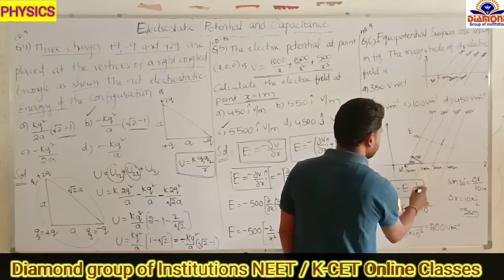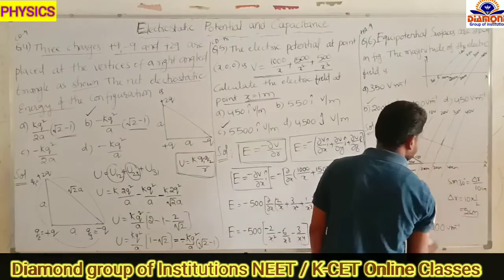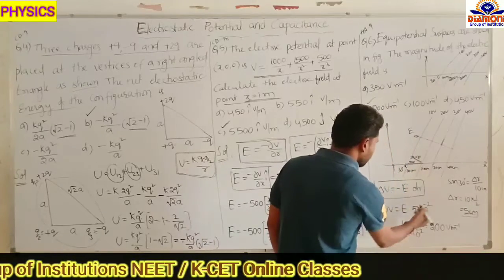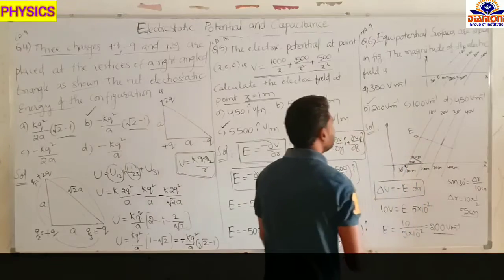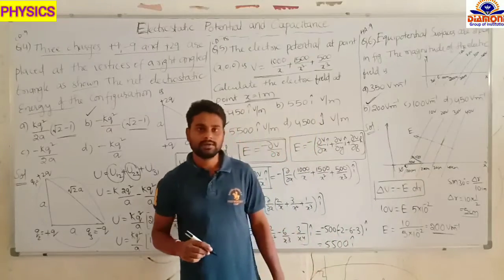E dot dr value. Okay, the displacement between the equipotential surfaces is 5 centimeters. Converting 5 centimeters into meters, 5 into 10 power minus 2. E equals 10 by 5 into 10 power minus 2. Simplify, we will get 200 volt per meter. 200 volt per meter is the right answer. Like this you have to do the problems.